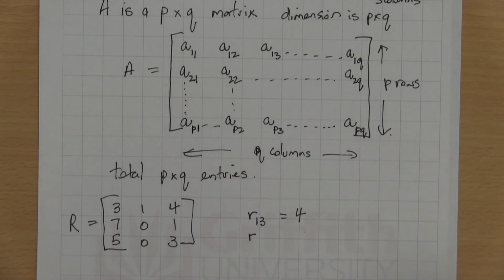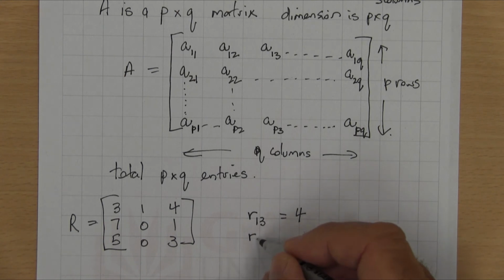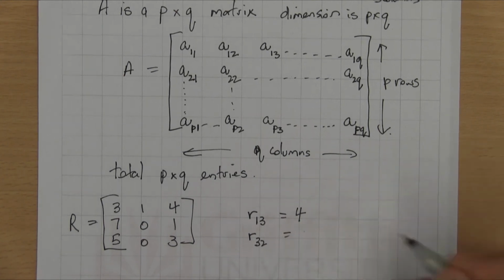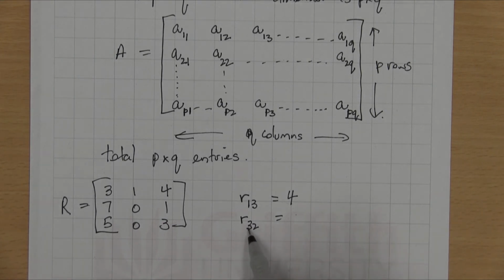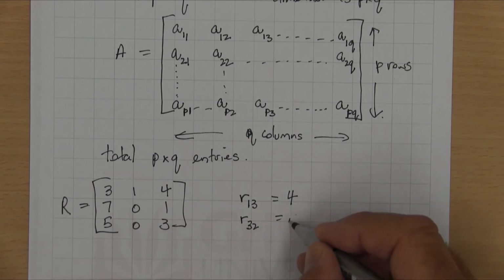And just another example, what would be the value of r32? We're in the third row, so we go down first row, second row, third row, and in the second column would be equal to 0.